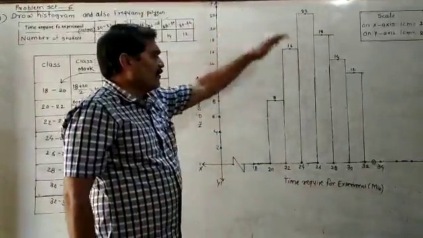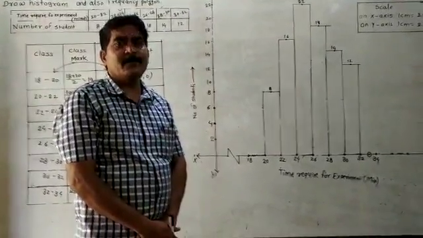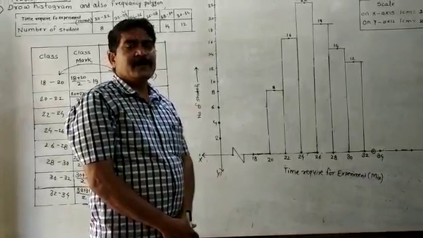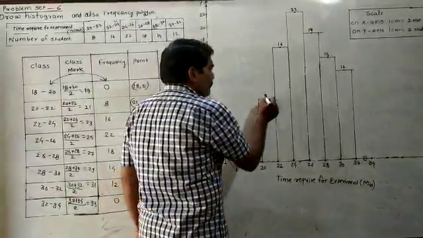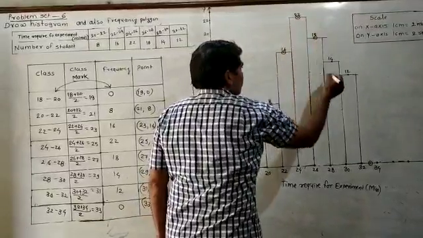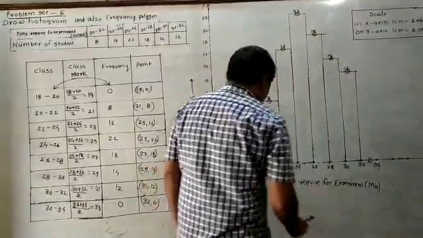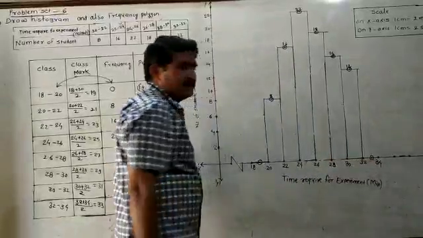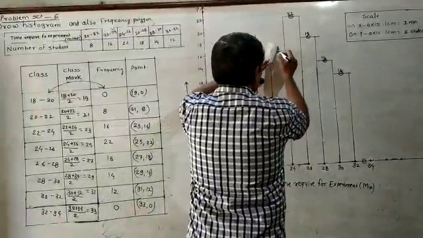Once you draw this histogram, at that time you have to plot the frequency polygon. If you want to plot the frequency polygon together with the histogram, at that time you have to take the midpoint of each and every bar. And once you take the midpoint of each and every bar, you have to take the midpoint of this also. And step by step you have to join this by the scale. Like this.